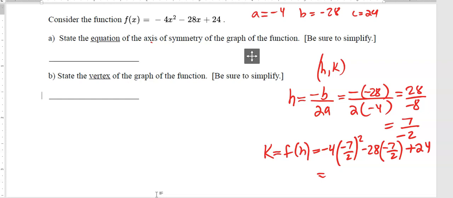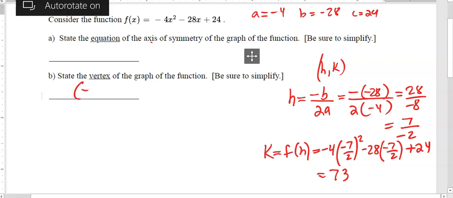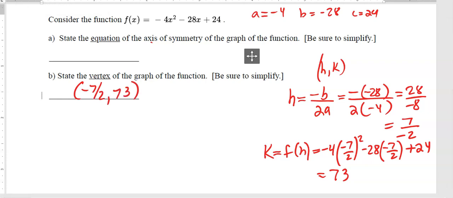And I can use my calculator to help me do this. And I will get 73. So my vertex will be negative 7/2, comma 73. Now, start with B because A then will be very easy.